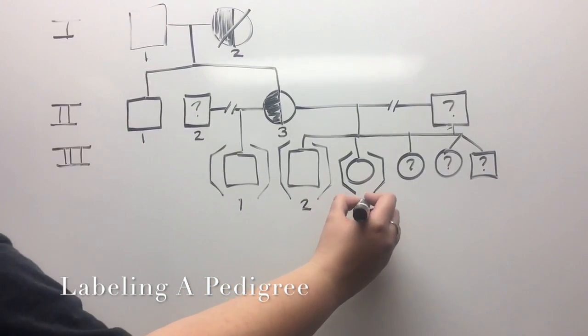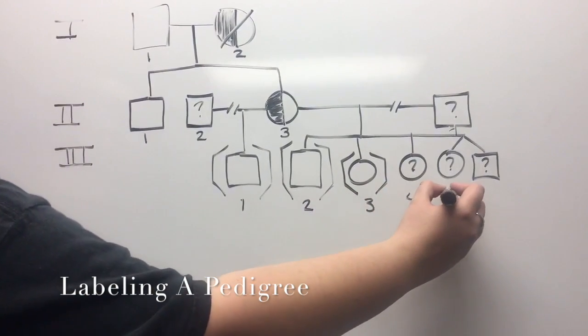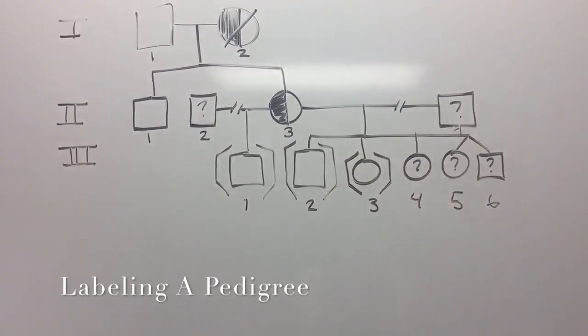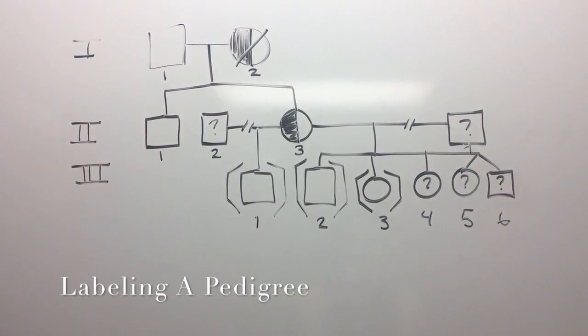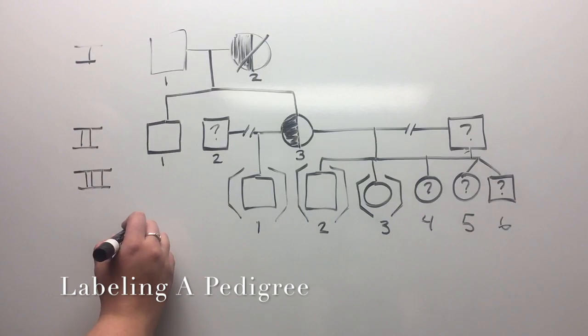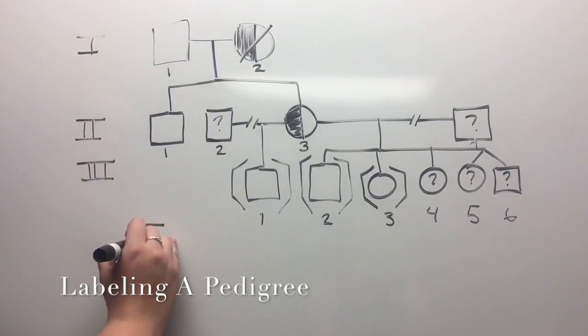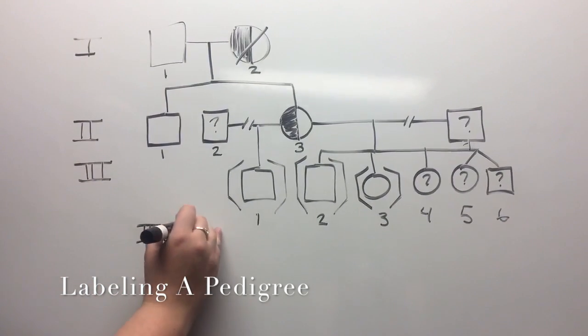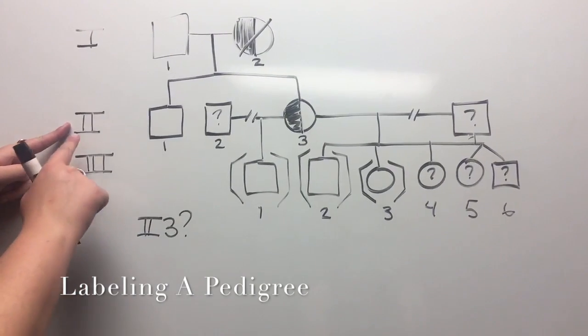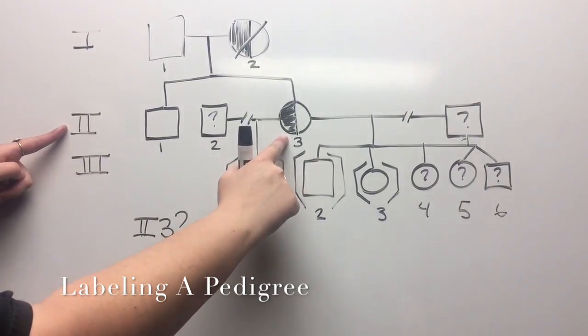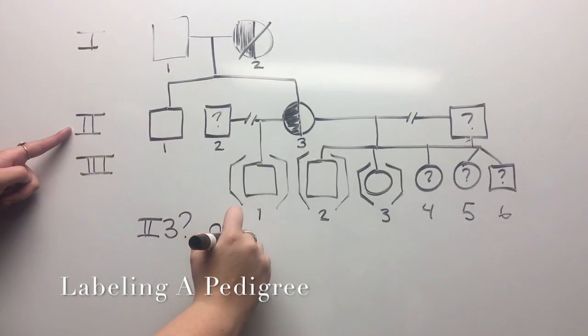This allows for less confusion when discussing which specific member you're talking about, especially when you can have confusion with words like dad and grandfather, which can apply to multiple generations. So if someone were to ask you if individual Roman numeral 2, Arabic numeral 3 was affected, you could easily find that person and see that they are a carrier for whatever trait of interest you're looking at.